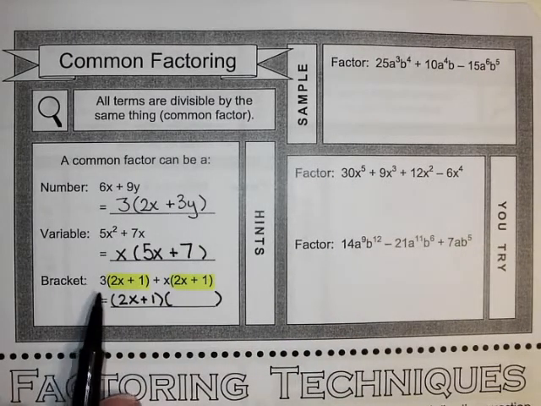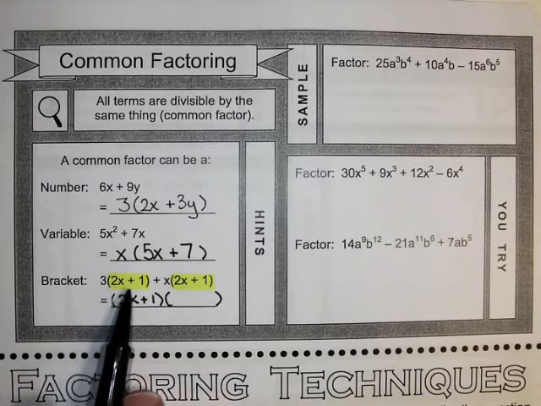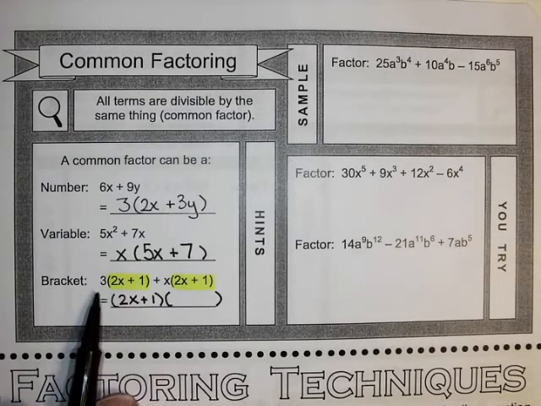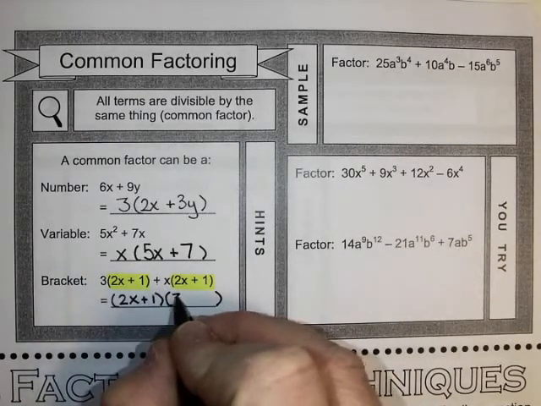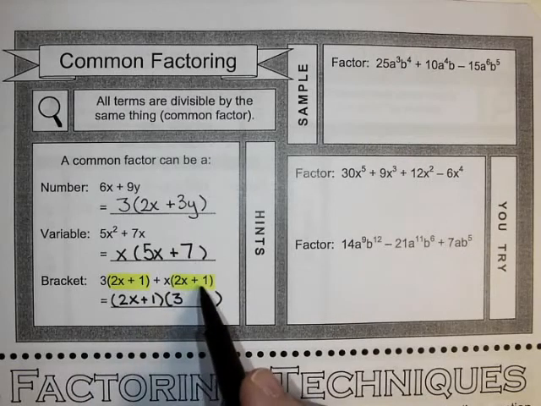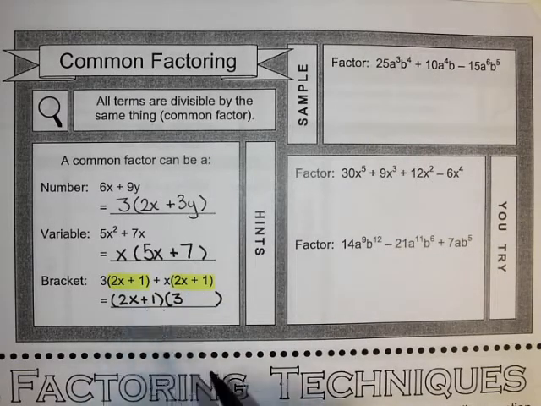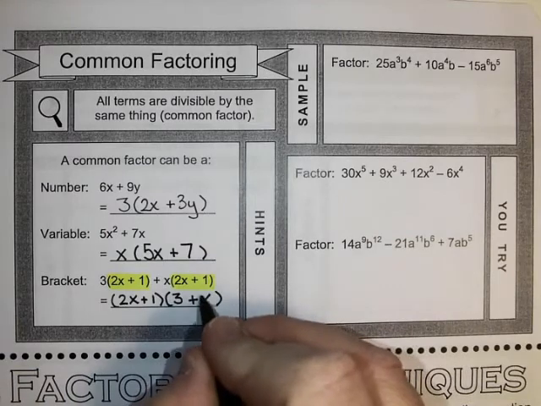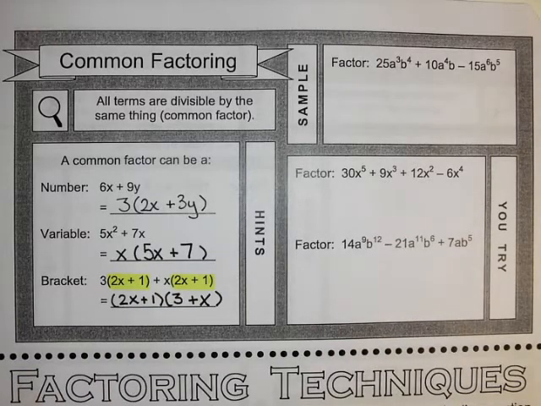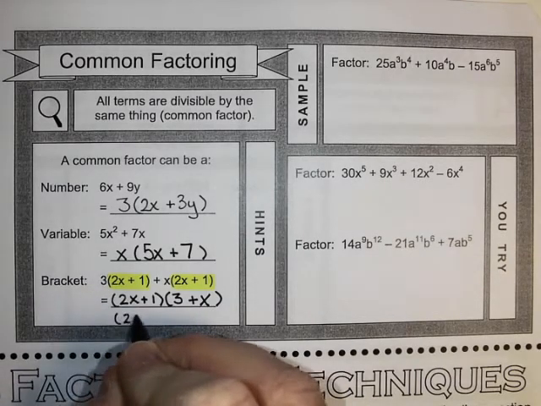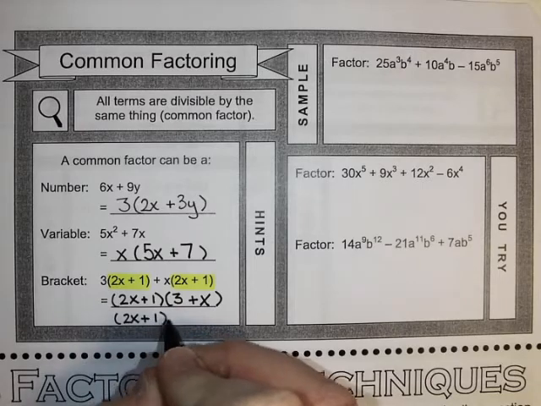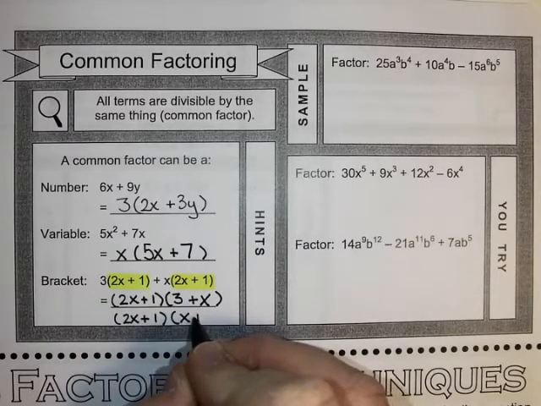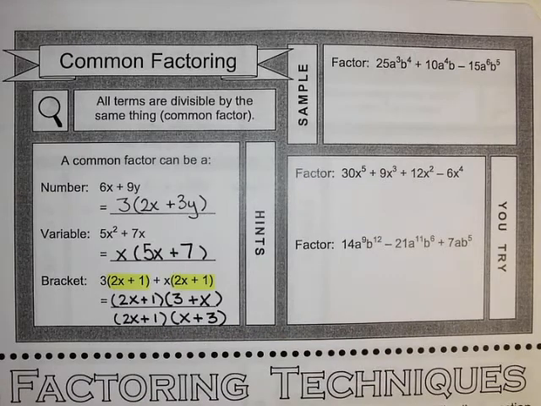If I take the first one, 3 times (2x plus 1), and divide that by 2x plus 1, the 2x plus 1's cancel out and I'm just left with 3. And then x times (2x plus 1) divided by 2x plus 1 is just x. So this would be (2x plus 1) times (3 plus x). Now I will say it is correct, but I think it looks better if you put the variable first. So I would probably do (2x plus 1)(x plus 3).